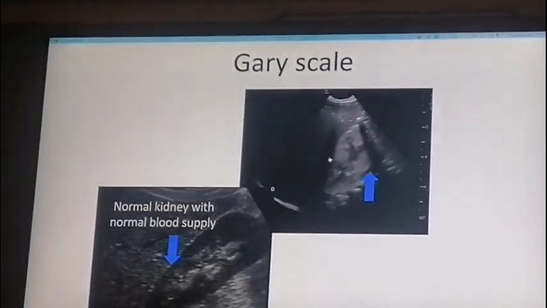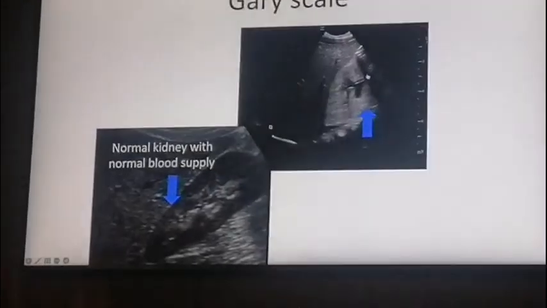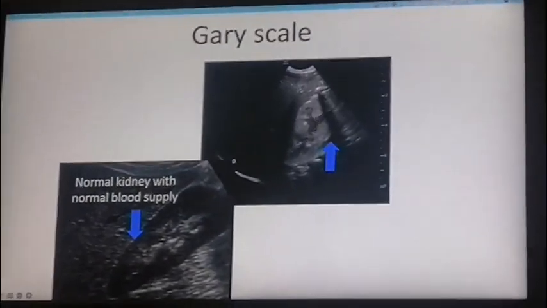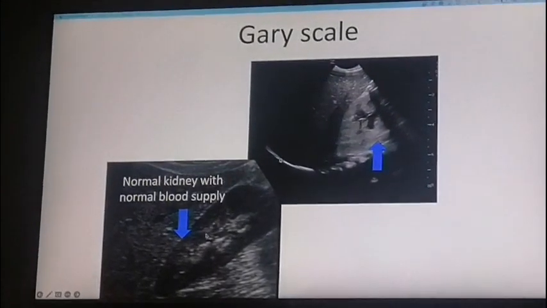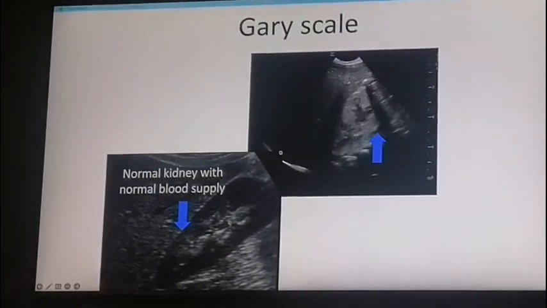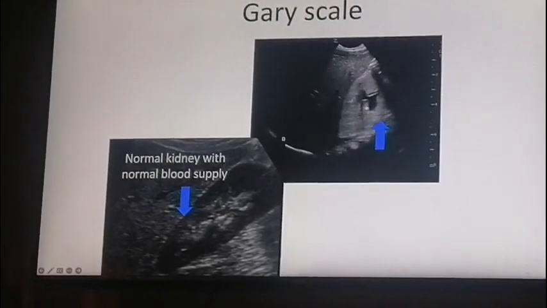And then we have two kidneys here, the kidney hypoechoic and the kidney echogenic. This kidney is from a patient with HIV. We have very echogenic and loss of corticomedullary differentiation, which is normally present. Here the cortex is echogenic and the medulla is hypoechoic, receiving more blood. Here the differentiation is lost.